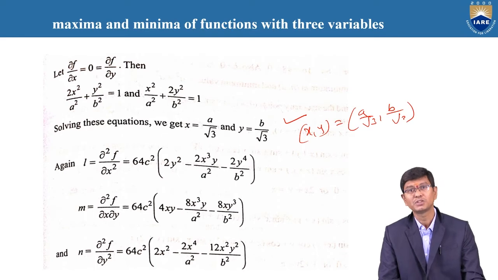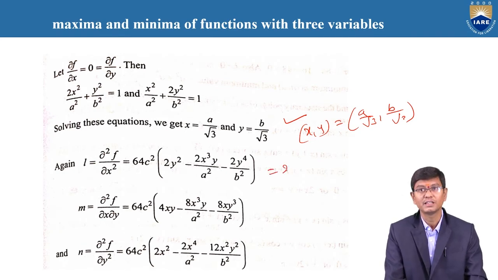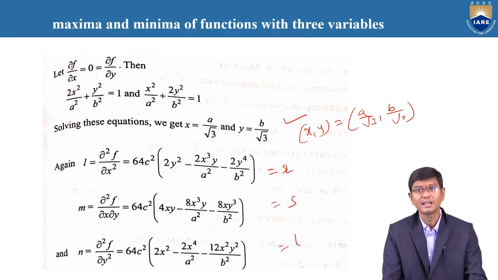Therefore, according to the procedure, L is nothing but ∂²/∂x², M is nothing but ∂²/∂x∂y, and N is nothing but ∂²/∂y². Clearly, the meaning of it is that the first one is R, the second one is S, and the third one is T.